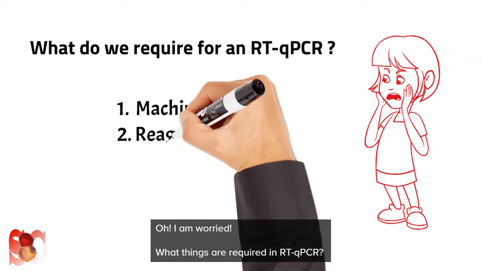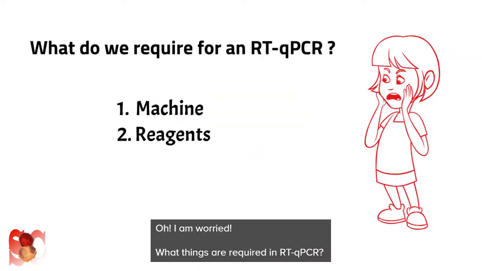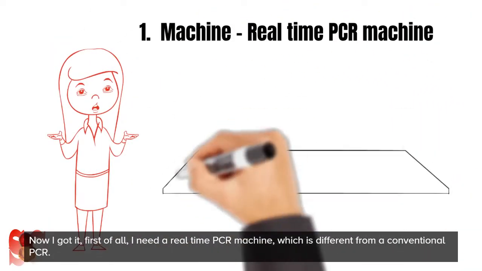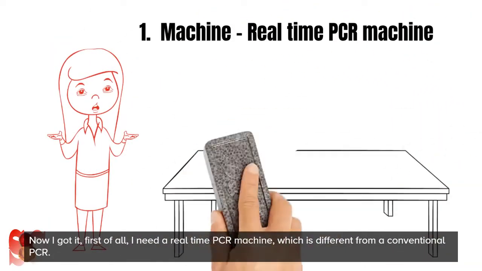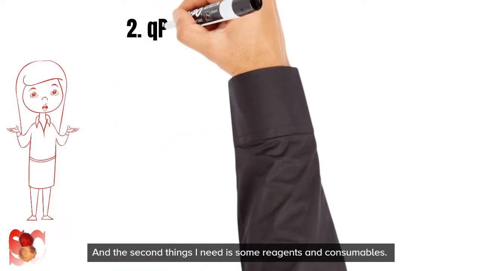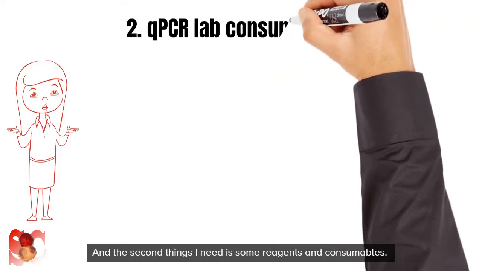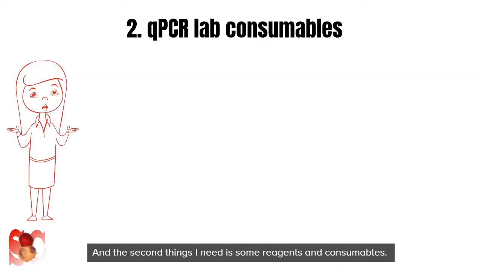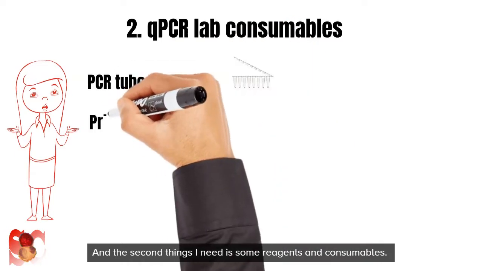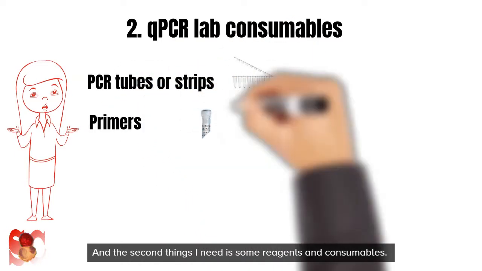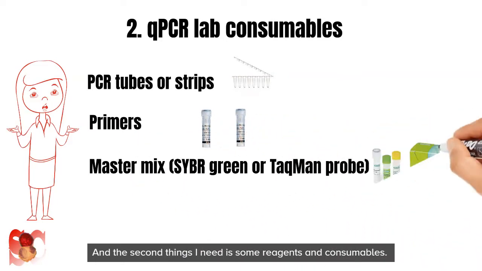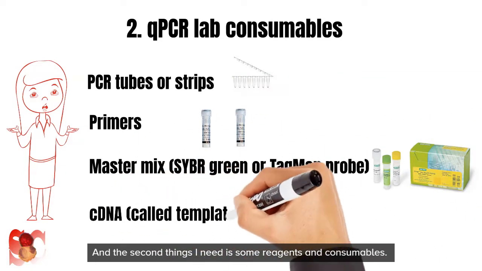The things required for RT-qPCR are 1. Machine and 2. Reagents. Now I got it. First of all, I need a real-time PCR machine, which is different from a conventional PCR. And the second thing I need is some reagents and consumables, which are PCR tubes or strips, a pair of primers, which are forward and reverse primers, master mix, SYBR Green or TaqMan probe, cDNA, and water.